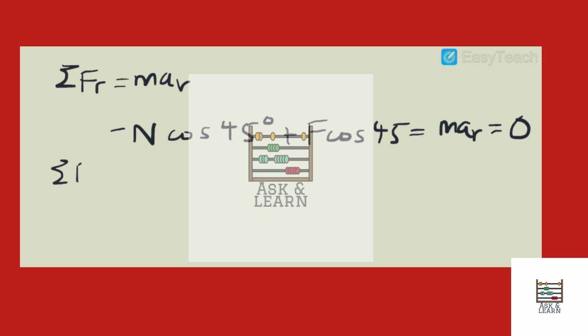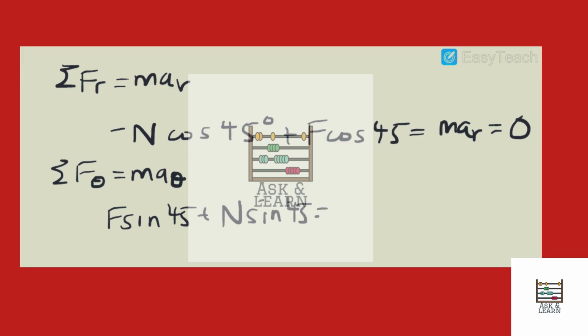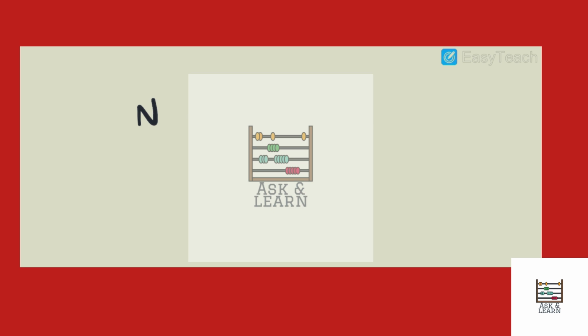Next, we can do the net force in the theta direction, and that's equal to m times a_theta, and that is F sin 45 plus N sin 45, and this is equal to m times a_theta, and we saw that a_theta was 17.54 meters per second squared, so we'll put that in there. Now, as you can see, we have two equations with two unknowns. Simultaneously solving these equations gives us that N, the normal force, is equal to 24.8 newtons, and the tangential force is equal also to 24.8 newtons. And that's our final answer.